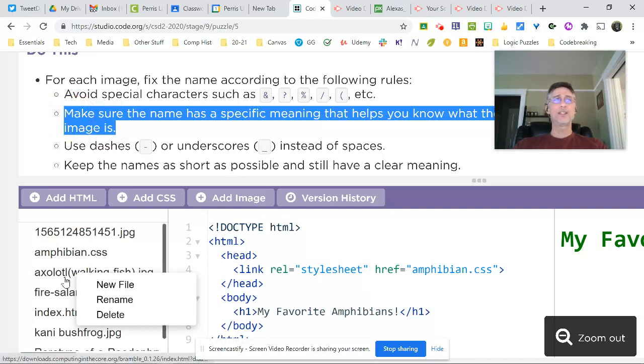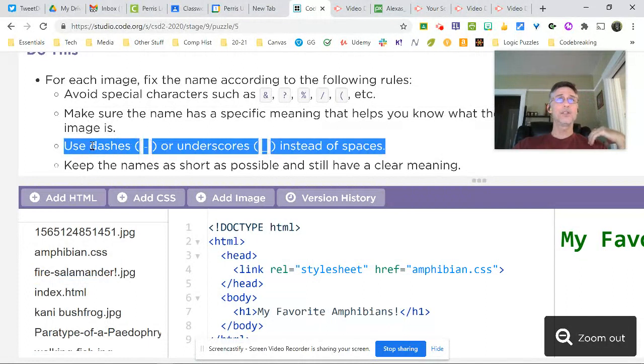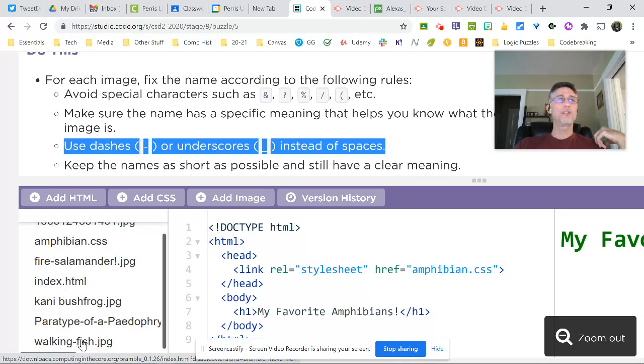If it said axolotl, I don't even know what that is. Do you know what that is? So let's just rename this. By the way, it's a 2-finger tap on the trackpad, like a right click on the mouse, to go to the rename option. Then let's get rid of the parentheses and that first word because it's meaningless. It says we can use dashes and underscores instead of spaces. So that one's looking pretty good, just walkingfish.jpg.